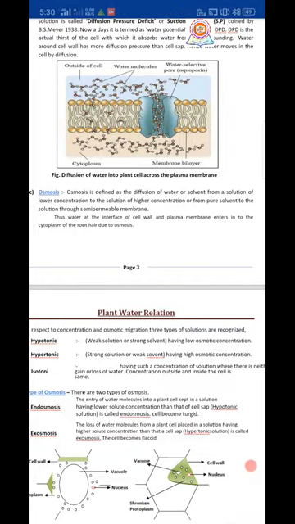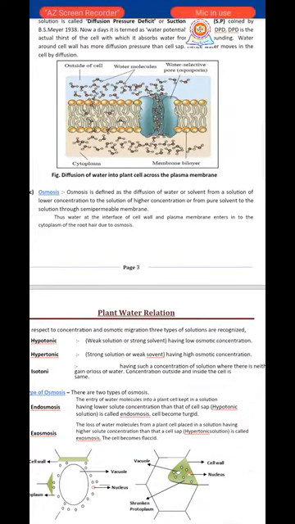Osmosis is defined as the diffusion of water or solvent from a solution of lower concentration to a solution of higher concentration through a semi-permeable membrane or plasma membrane. The water at the interface of the cell wall and plasma membrane enters into the cytoplasm of the root hair due to osmosis.